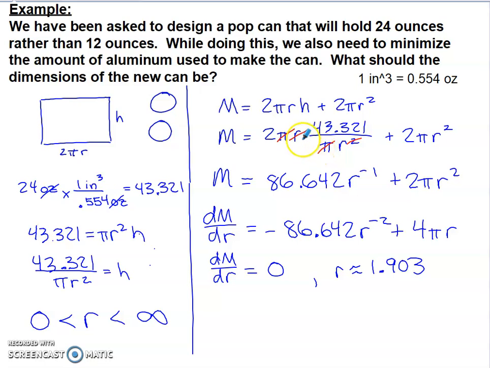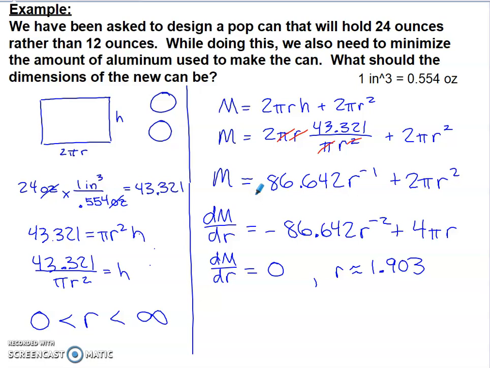I was able to do some simplifying after that happened. I could cancel these pi's. I could cancel this r with one of those r's. If I then multiply the 2 and the 43.321 together, I get this coefficient. And if I move that r across the fraction bar with a negative exponent and not touch the top and bottom portion of the surface area calculation, here's my materials function. This materials function depends only on r.